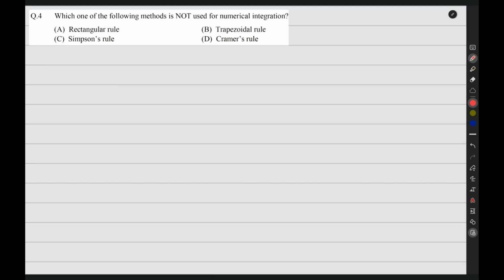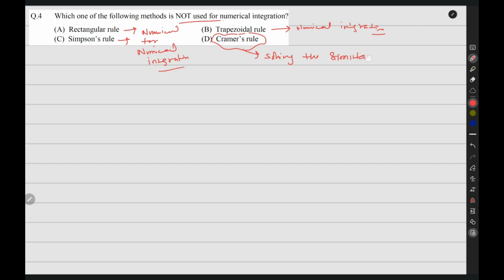According to this question, which one of the following methods is not used for numerical integration? So we studied that the trapezoidal method is used for numerical integration. The rectangular method and Simpson's method are also used for numerical integration calculation, whereas Cramer's rule is used for solving simultaneous linear equations. So for this question, Cramer's rule is not used for numerical integration. This question came in GATE 2012 for 1 mark.